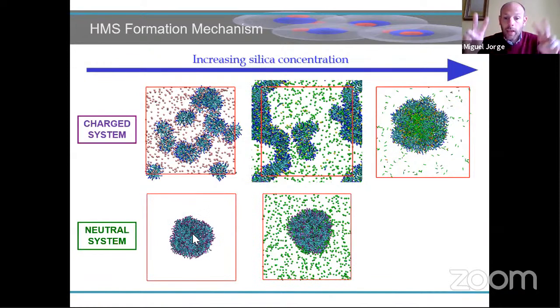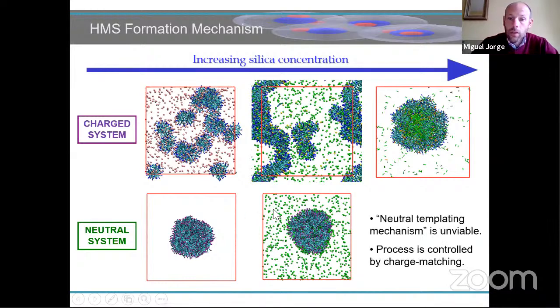And then, crucially, what we did was we replicated a hypothetical neutral system as postulated by Tanev and Pinnavaia, and actually we saw that nothing happened. We just form a blob of surfactants, and the silica is not interacting with the surfactants at all. Okay? So, in a nutshell, this neutral templating mechanism, which has been accepted by the scientific community for decades, is actually not viable. It's not happening in practice.